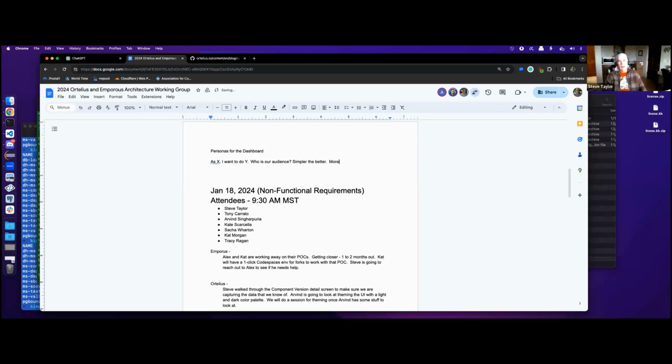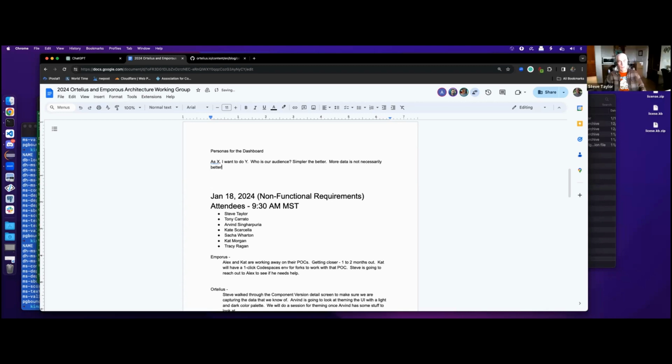I would just have to say real quick, more data is not necessarily better. Yeah, I would suggest, I don't know if anybody else has been through design thinking training where a lot of this comes from, but if you do more than about 3 personas, you've probably got too many. You know, I totally agree.